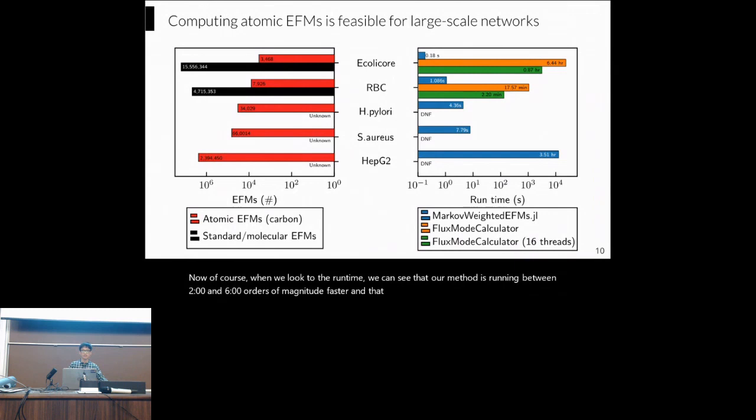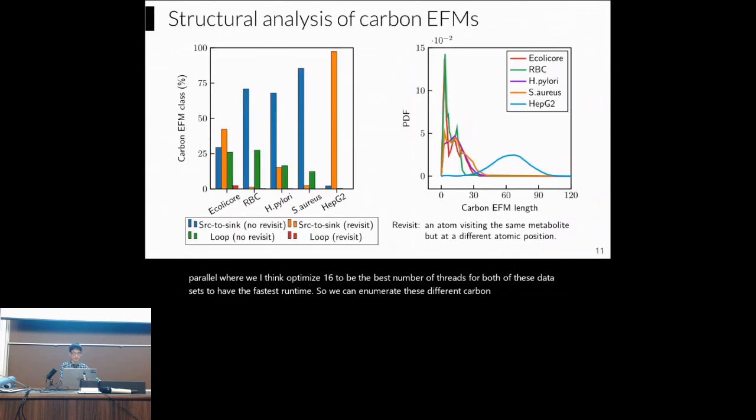And that also includes if we take our competitor FlexMode Calculator, which is the state of the art for molecular EFM enumeration, and run it in parallel, where we, I think, optimized 16 to be the best number of threads for both of these data sets to have the fastest runtime. So we can enumerate these different carbon pathways.